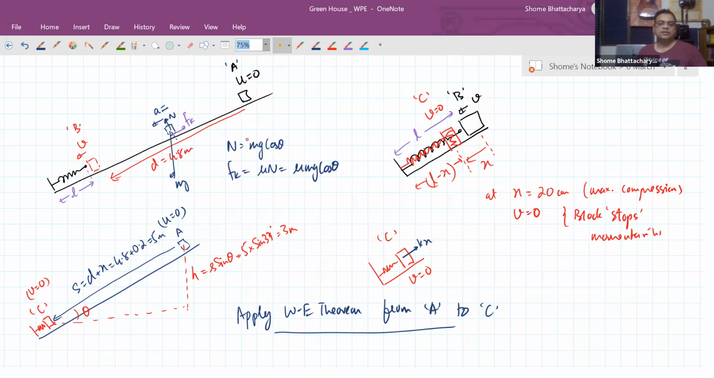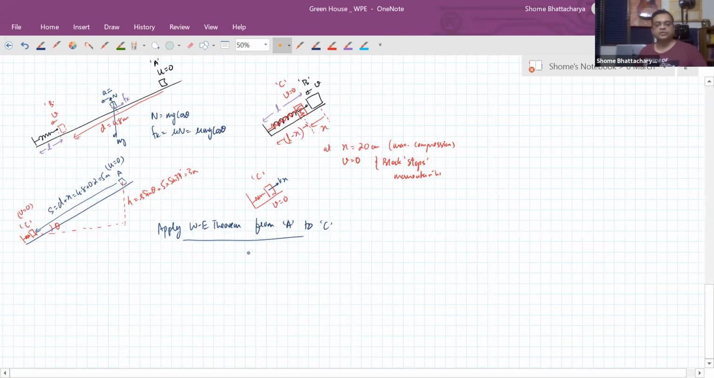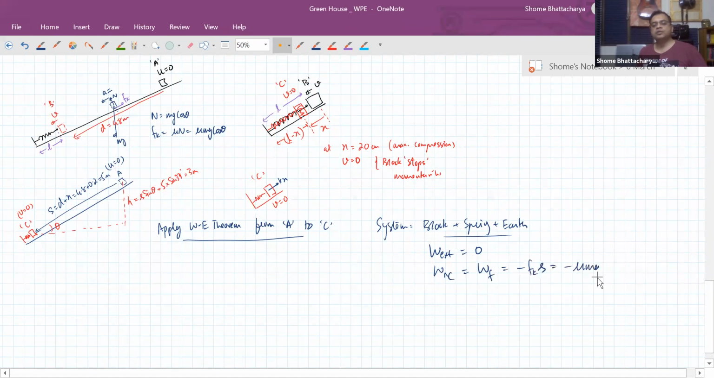So when we are applying this work energy theorem from A to C, we'll take a system as the block plus the spring plus the earth. Okay. So there is no work done by external force, because normal reaction does not do work, but work done by non-conservative force is work done by friction, which will be minus of friction into displacement. So minus mu mg cos theta into s.